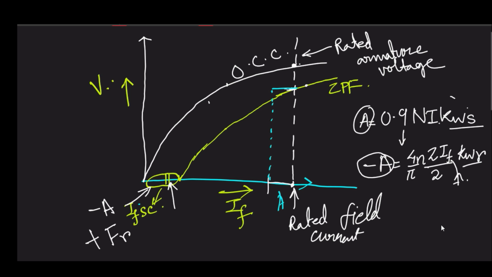Now, if you apply this much E, like when you deal with open circuit, let us consider this as IF rated. And this is IF rated minus A, or this point. Let me clearly write it, otherwise you will not understand. This minus IF A means the amount of IF that you calculate from this A. So this is the point.